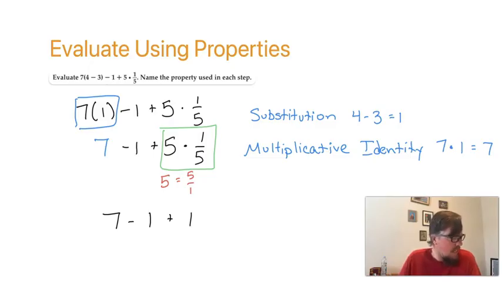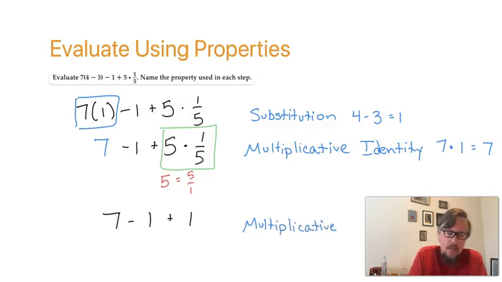So what is the property that tells us anything multiplied by its reciprocal is equal to 1? And the name of that property, it's also multiplication, so it's the multiplicative inverse. The multiplicative inverse property is the one that says 5 multiplied by 1 over 5 is 1.